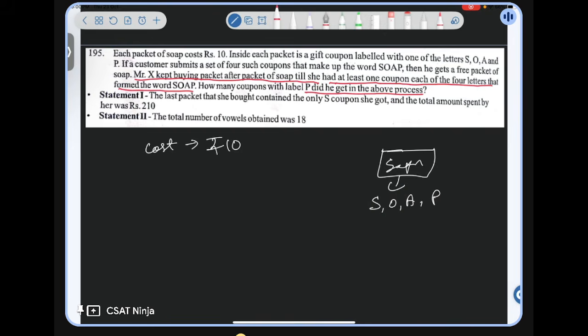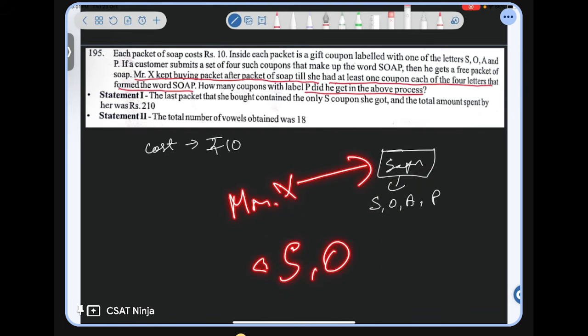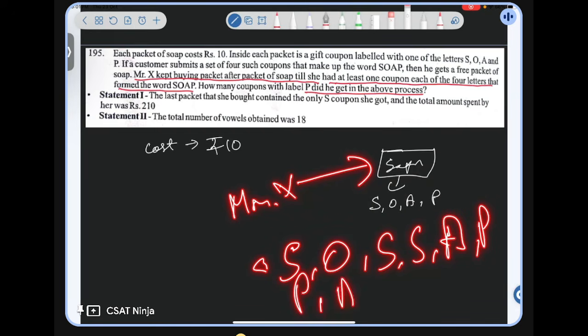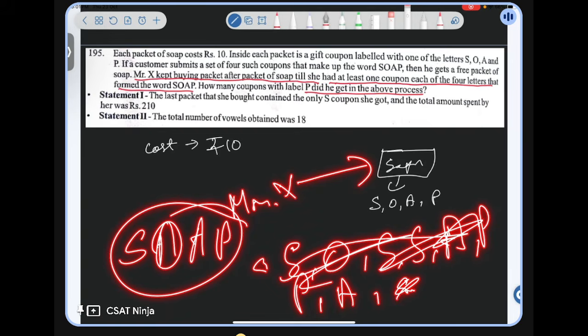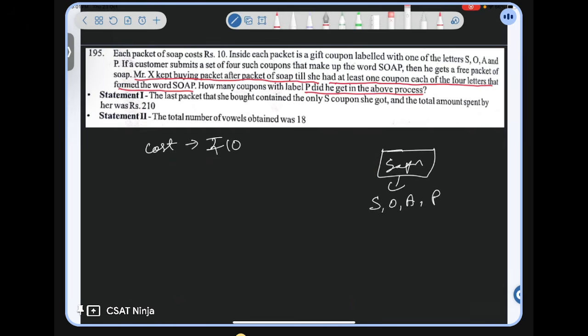Mr. X started buying the soap because there is a gift there. So Mr. X started to buy the soap, but he keeps on buying because it keeps on repeating some letters, getting P, getting A, not getting to a complete set of S, O, A, P. That means he may have this one, he may have this one, but he's not getting one of the letters. That's the reason why he keeps on buying. If he has a set, then he can end there. So that's what the question says.